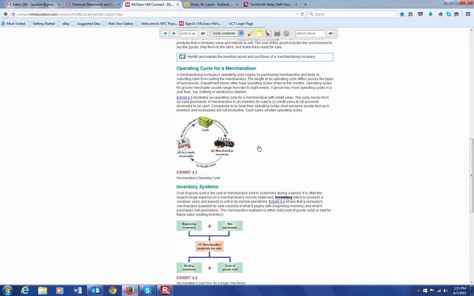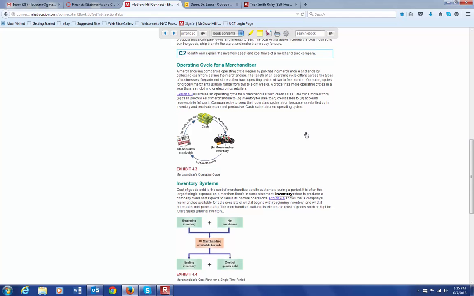This chart kind of shows you how it all works. Keep in mind, a lot of times you're selling merchandise on credit. So when you sell on credit, you don't bring the cash in immediately. You end up with an accounts receivable, money that you're expecting to get, and then eventually those people will pay you, and then you'll have the cash on hand.